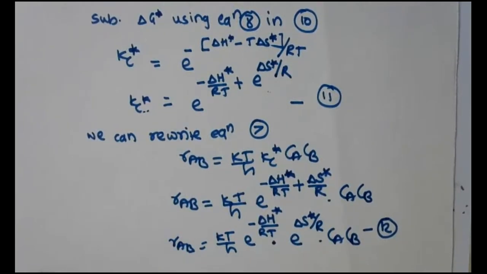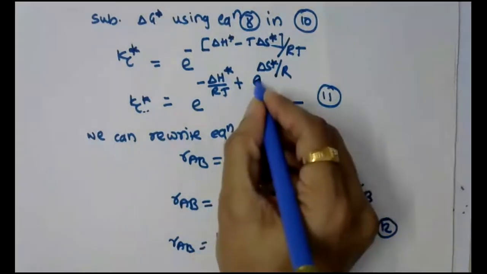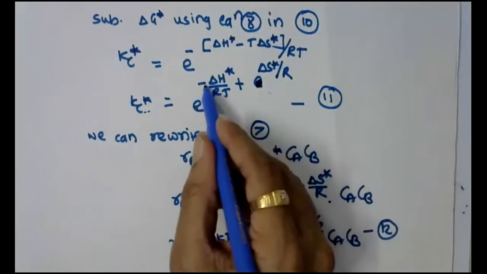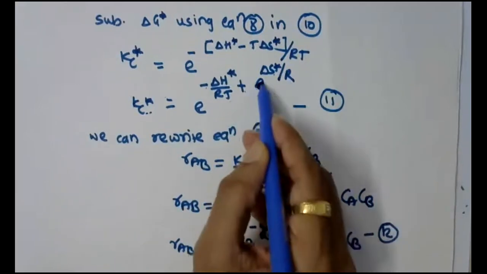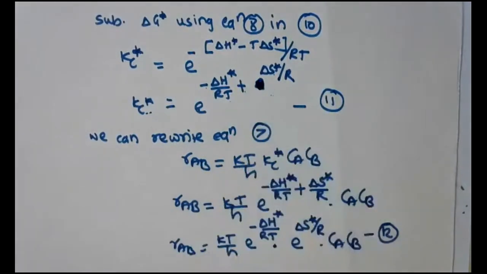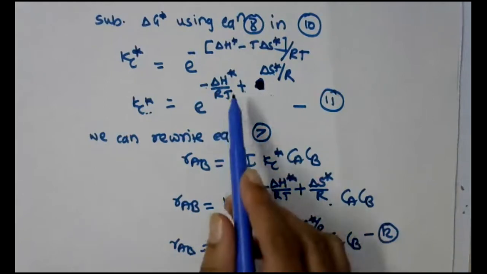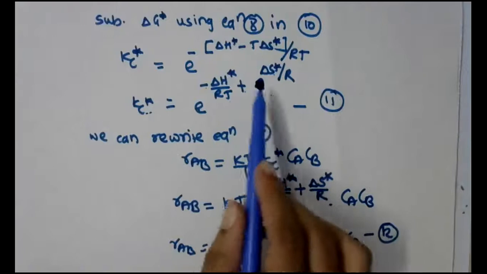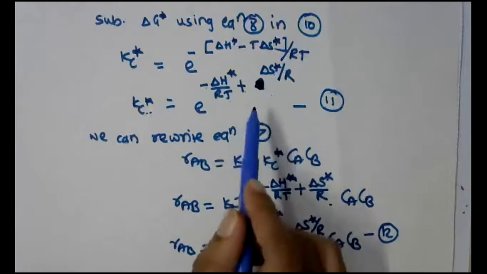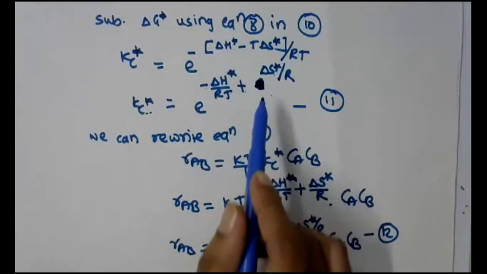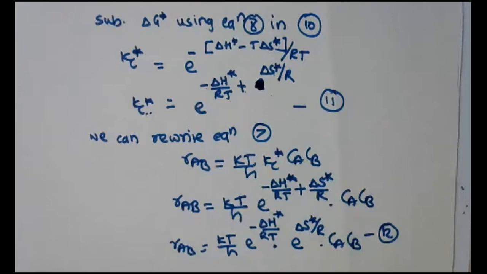Please understand, actually it is e raised to minus delta H star upon RT plus delta S star upon R. Just ignore this additional e written over here. I understood the way it is written now, and the same I have substituted over here. If there is any confusion created because of this additional e written by mistake over here, please kindly ignore it.